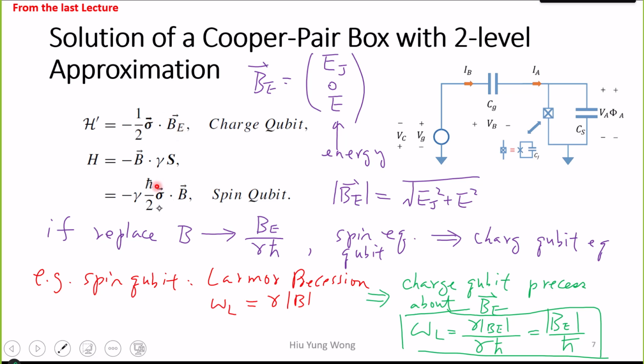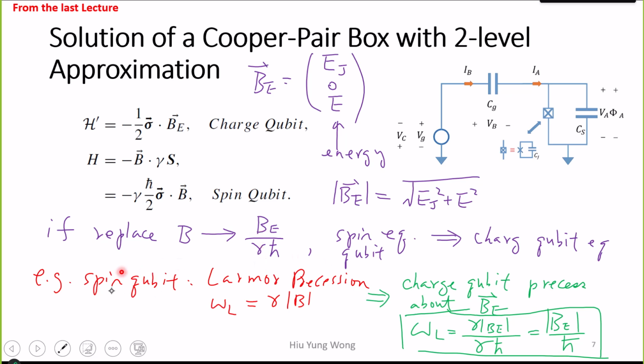Then I can compare this to the spin qubit that we learned earlier. The only difference between these two is that the spin qubit, of course, is real physics, has gamma h bar divided by 2. Here I have 1/2. If I replace the B by E_B divided by gamma h bar, then I can reuse all the equations I have derived for the spin qubit. Because if you just go through the same math, I forgot which chapter, you can get Larmor precession, you can get Rabi oscillation or whatever.